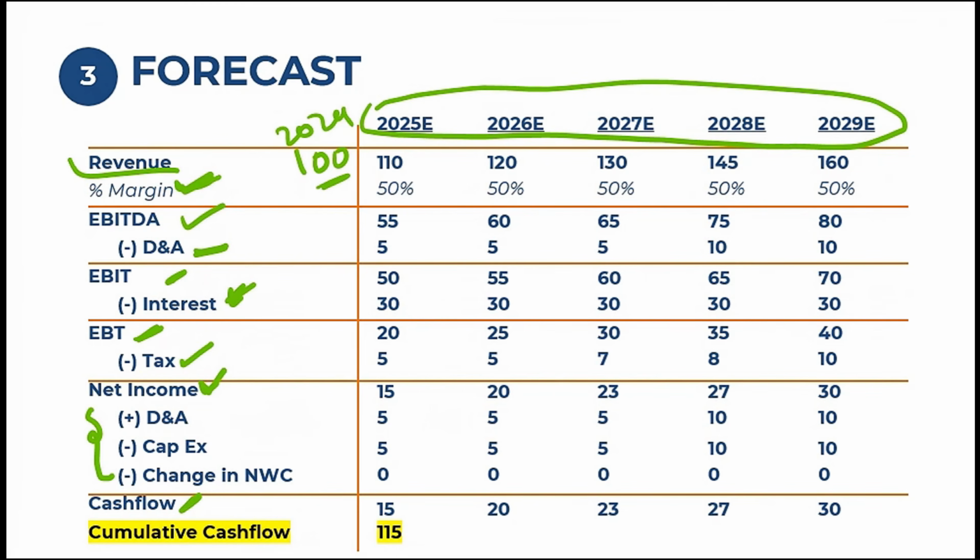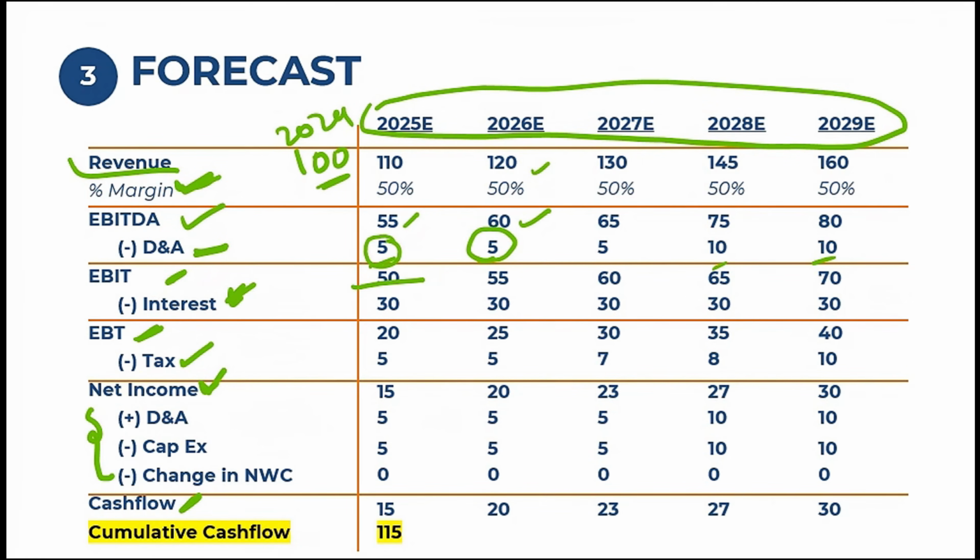Now, EBITDA margin of 50%. Half of 110 gives us 55, 120 gives 60, and similarly for the other 3 years. Then again, D&A is given as 5% of revenue, which for a rough calculation I have taken as 5 for this year, 5 for this year, 5 for this year, and then 10, 10. Instead of taking 8 as a number here or 7 as a number here, that's a quick, simple round off that you can do: 5, 5, 5, 10, 10. And then you calculate your EBIT, which is 50, 55, 60, 65, 70.